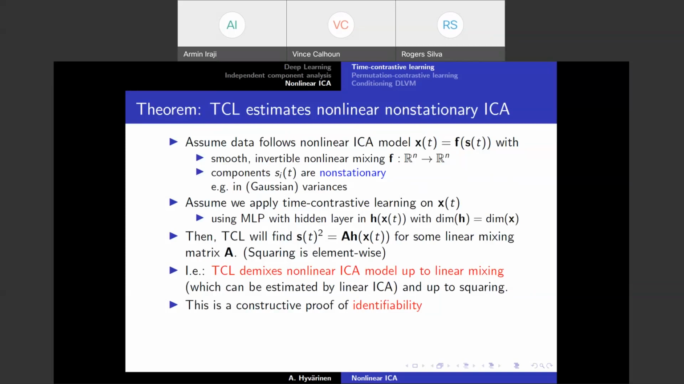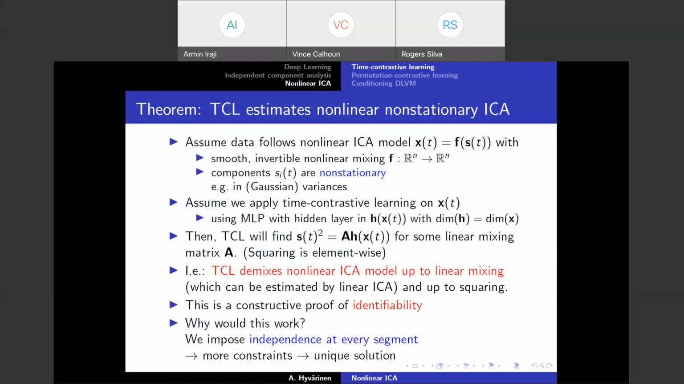We show that this kind of self-supervised learning, quite surprisingly, is able to estimate a nonlinear ICA model. It's surprising because it's not designed to solve this problem. It just happens to do so. But at the same time, what it shows is that the nonlinear ICA model is identifiable based on this non-stationarity structure.